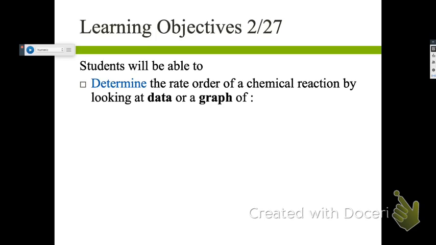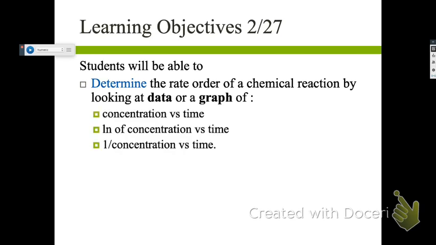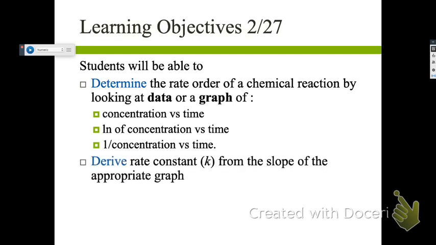So my goal for you guys today is by the end of today's class, I want you to be able to look at data, a table of data, or look at a set of graphs, and from that be able to determine the rate order of a reaction. And those 3 graphs that we're going to be looking at, also the data we'll be looking at, are concentration versus time, natural log of the concentration versus time, and 1 over the concentration versus time.